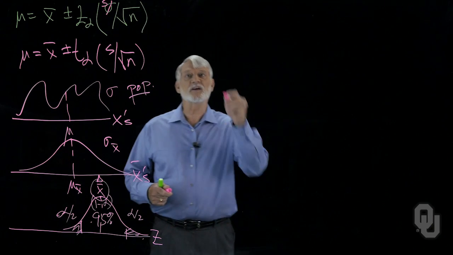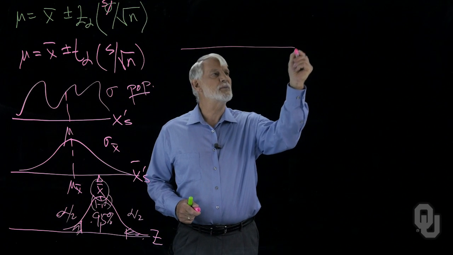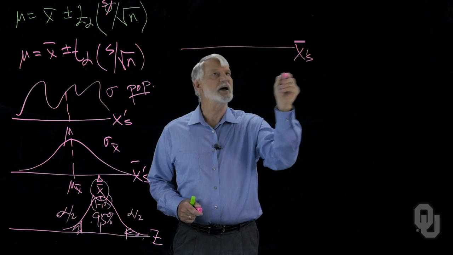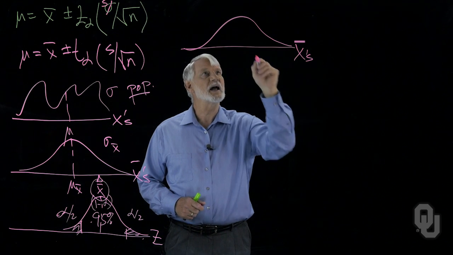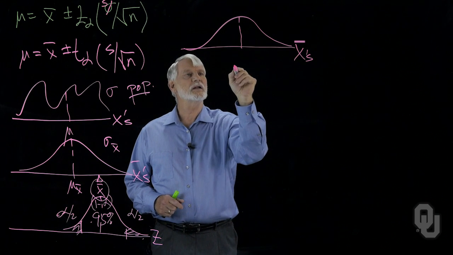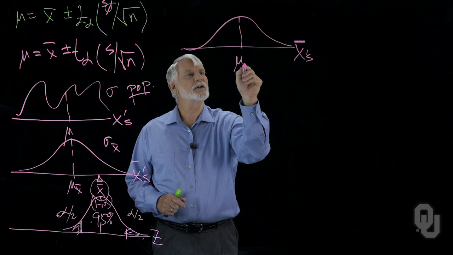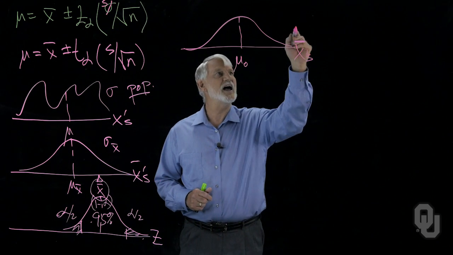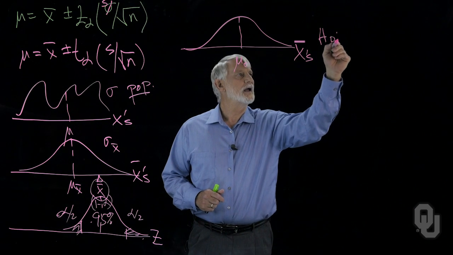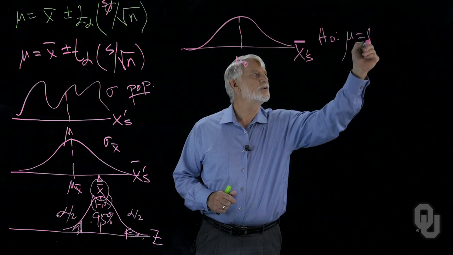Graphically, we can draw this. Here is our sampling distribution of x bars. This distribution is normally distributed, looks something like that. Has a mean, and we're going to put mu naught in this case here. This is our hypothesized value. So H naught is mu equals mu naught.